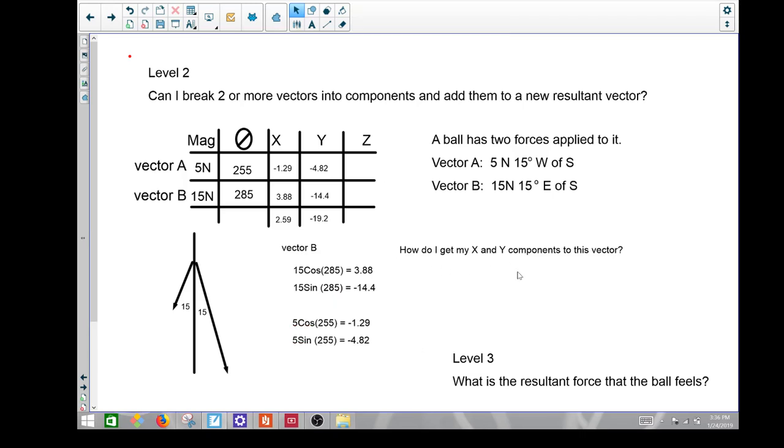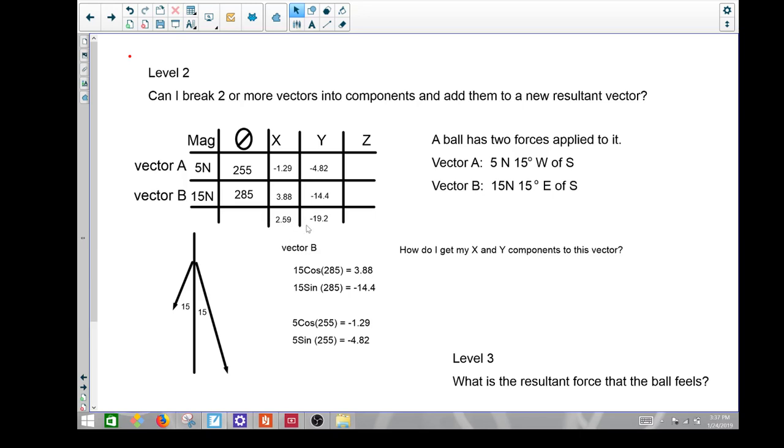So the next question, which is a level 3 question, is what is the resultant force the ball feels? Now, in this situation, we have two forces applying to this, right? This is only a level 3 question because it involves multiple pieces coming together. The level 3 question involves breaking two components apart that aren't at 90 degrees, and then plugging them into a mag table, adding them up.